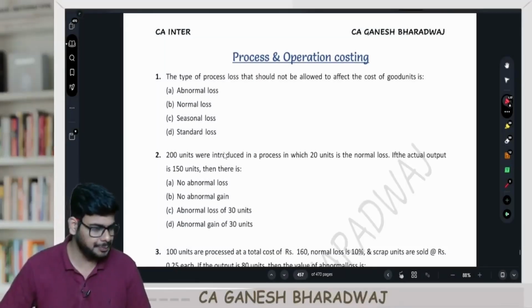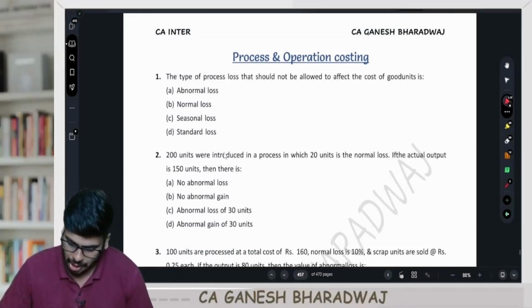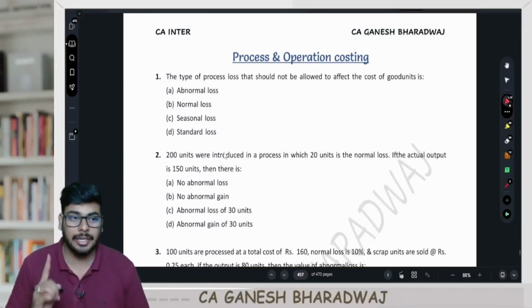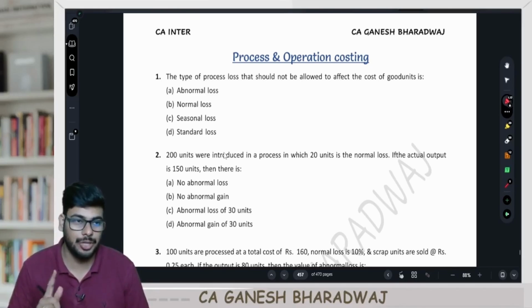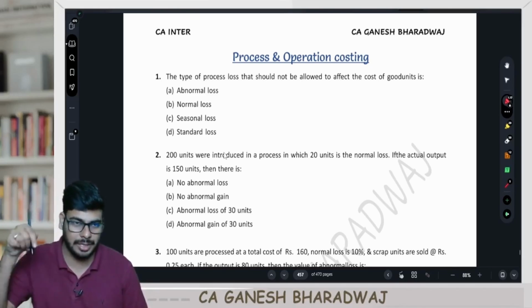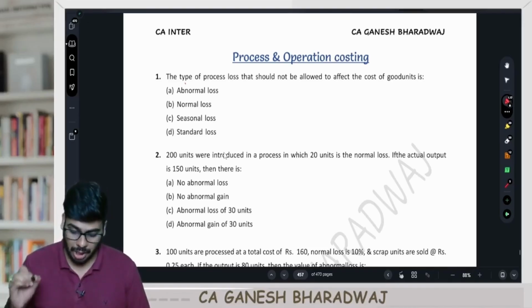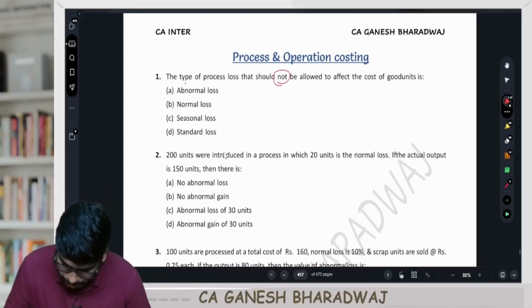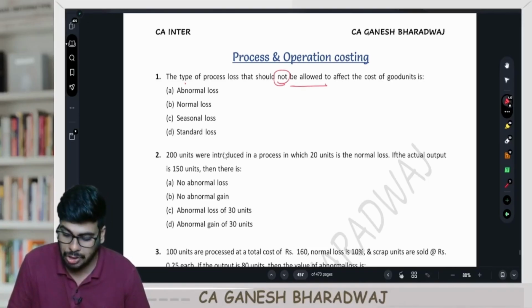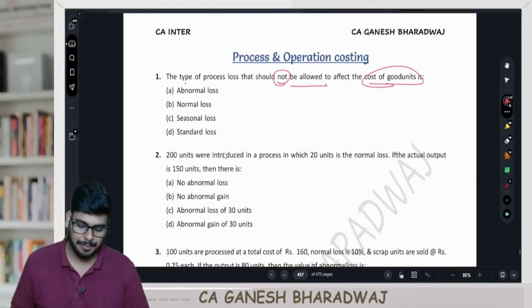First, the type of process loss that should not, read it carefully, guys. Don't jump to a conclusion. Read, understand, process, and then write. The type of process loss that should not be allowed to affect the cost of good units is what? Abnormal, normal, seasonal, standard. What is it? Abnormal loss.